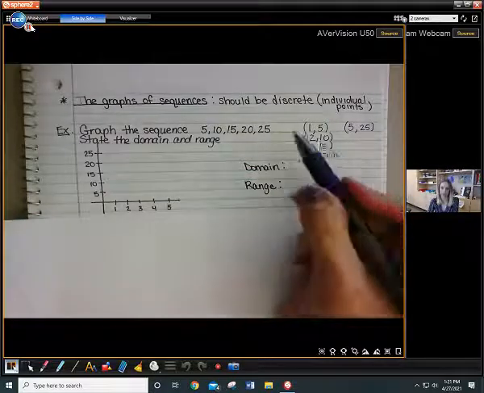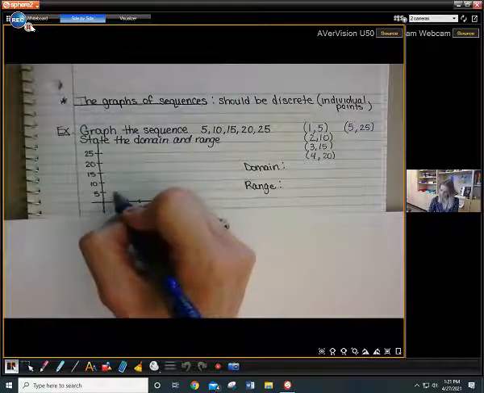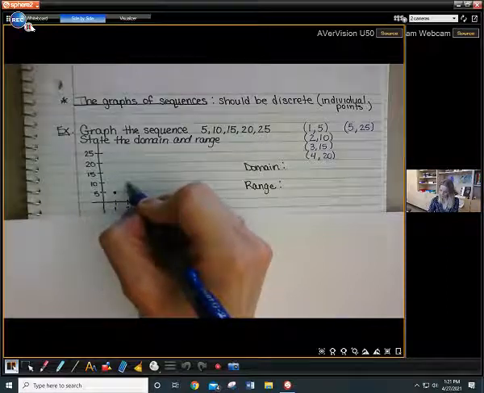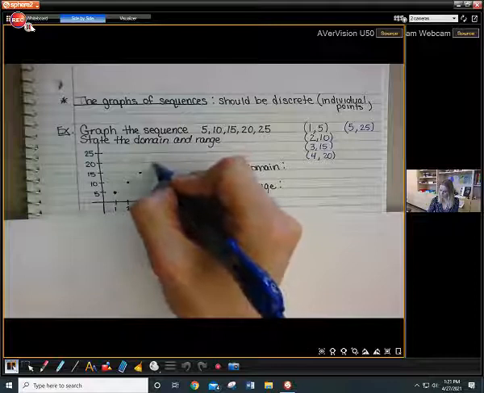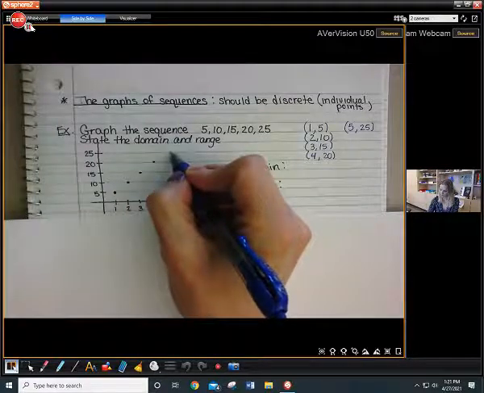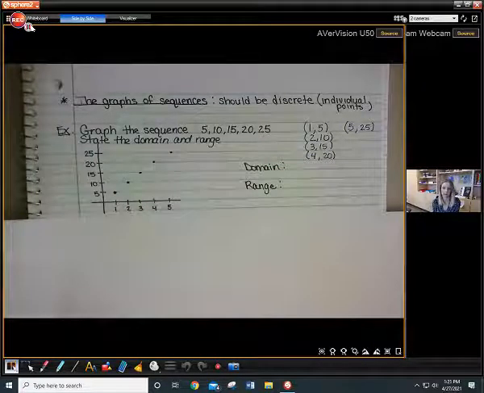So now plot each of your points. Plot 1, 5, 2, 10, 3, 15, 4, 20, and then 5, 25. Do not connect your dots.